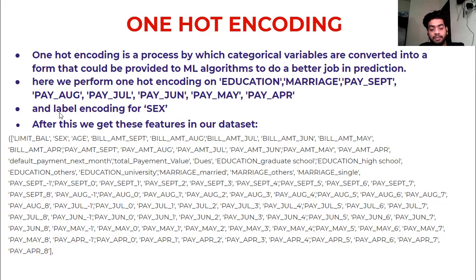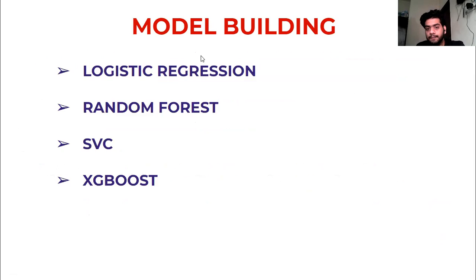And we perform label encoding for the sex variable. After this, we get the features in our data set. These below are the total features. Approximately 86 variables are present in our data set after doing the one hot encoding and the label encoding.